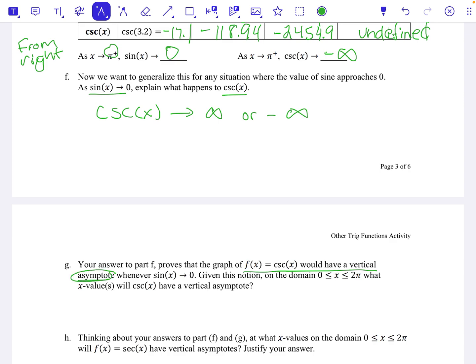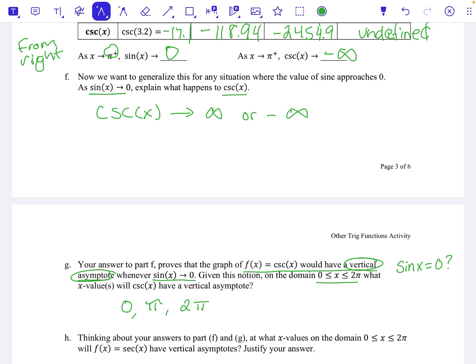And this is different than our sine and cosine graph. Our sine and cosine graphs were continuous. We no longer have a continuous function. So instead, every time there's a vertical asymptote is going to be when sine is approaching 0. So if I'm looking on the domain between 0 and 2 pi, when does sine of x equal 0? Well, it equals 0 at 0. And then it also equals 0 at pi. And then equals 0 again at 2 pi.